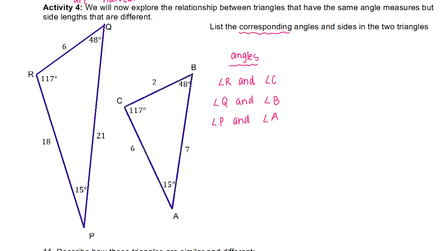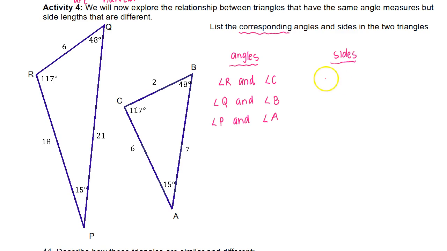Now notice that when I wrote my corresponding angles, I have all of the angles from the larger triangle on the left side and all of the angles from the smaller triangle on the right side. So it's important that we keep our lists organized, and the order in which we list these corresponding parts is important. So now I'm going to move on to the corresponding sides. The corresponding sides don't have the same measure, obviously, because we have a bigger triangle and a smaller triangle, but there are still sides that match up.